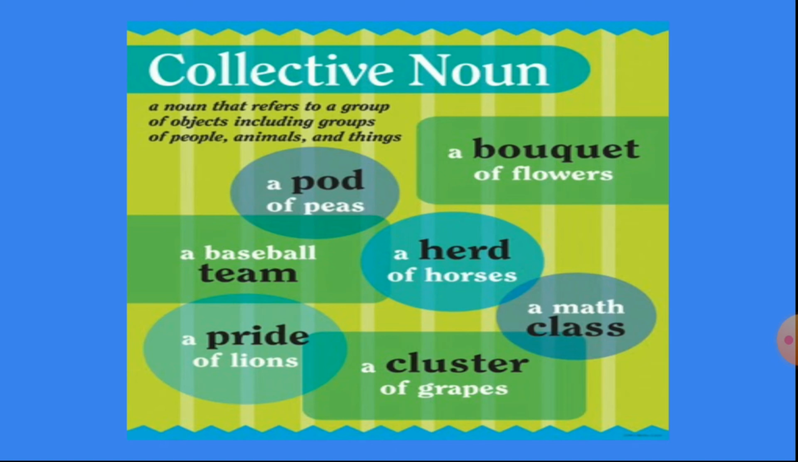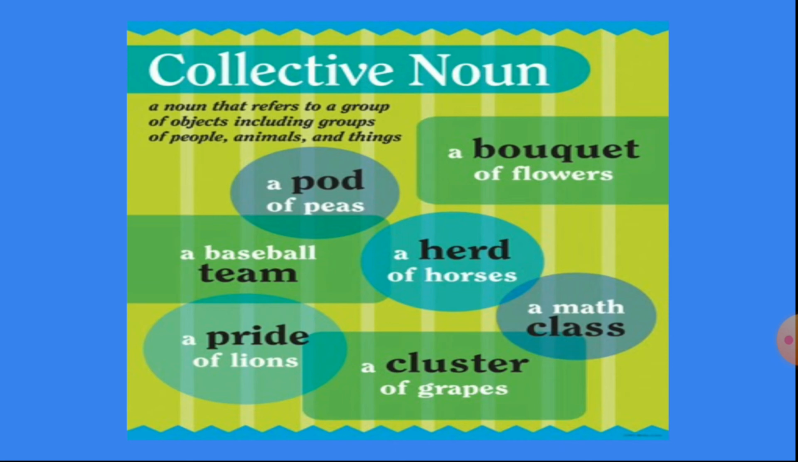If it is one, then we can say flower. But if it is more than one, then we can even say a bouquet of flowers. Please see to the pronunciation. It is not bouquet, it is bouquet. A bouquet of flowers. A pod of peas. A baseball team. A herd of horses. A math class. A cluster of grapes. A pride of lions.